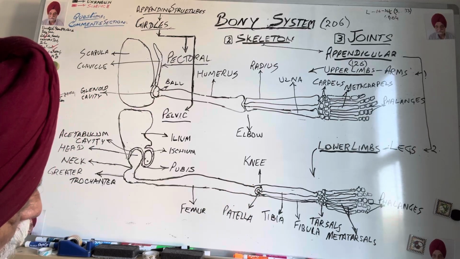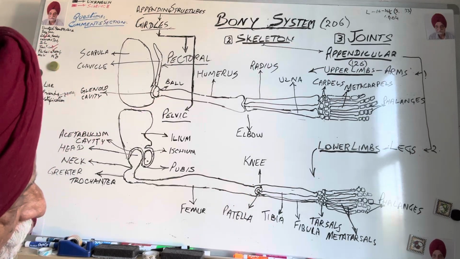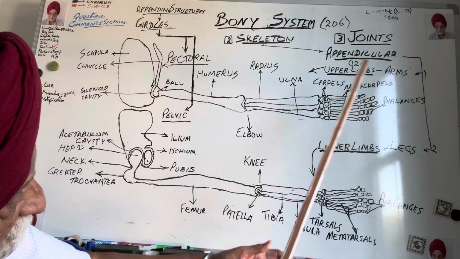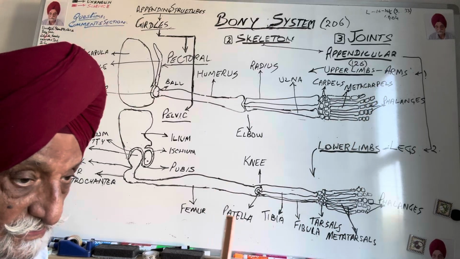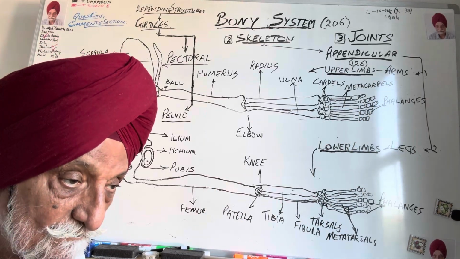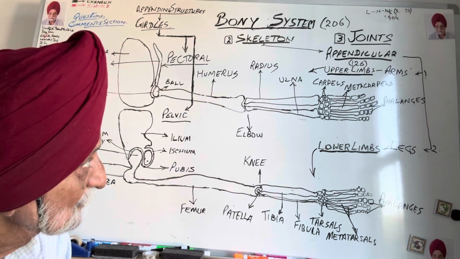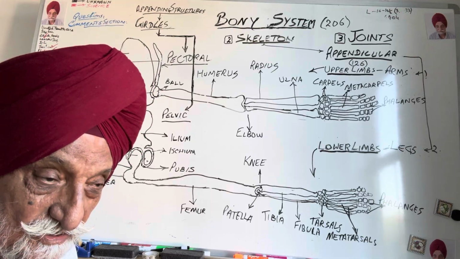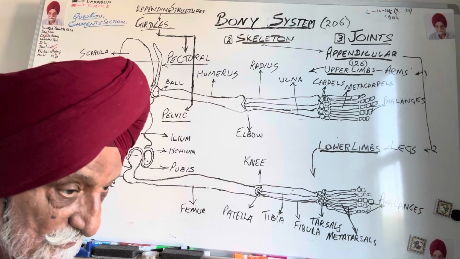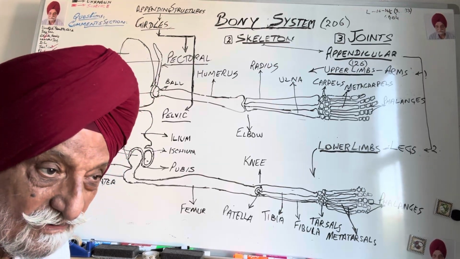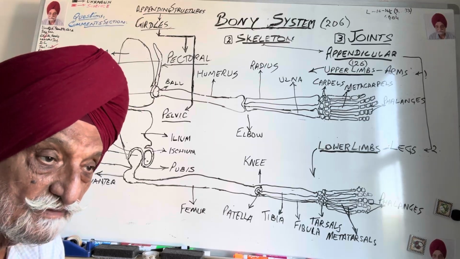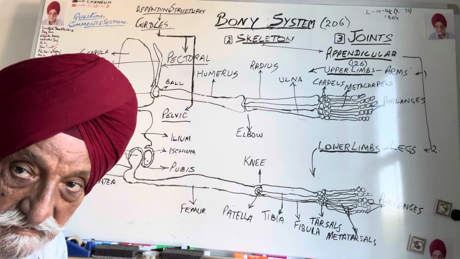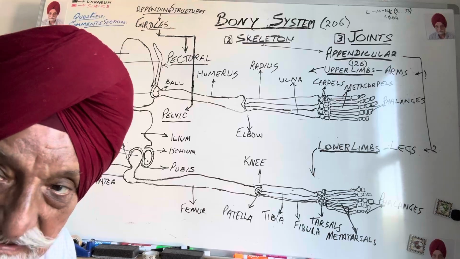So these are the bones of the upper limb and the lower limb, I mean the arms and the legs. And that is the structure of the appendicular skeleton. That finishes the appendicular skeleton of the human skeleton. Now, there's one more structure left, and that is the thoracic cage, which will be in the next lesson.